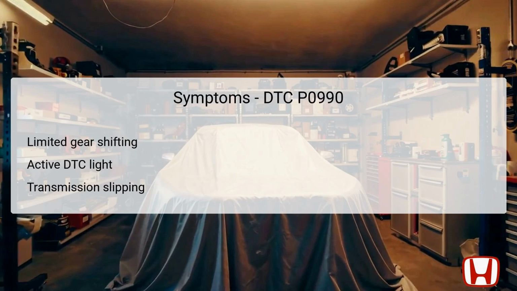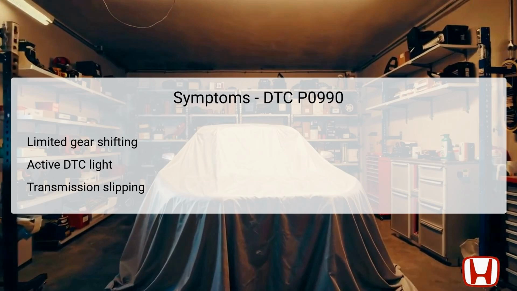The symptoms associated with DTC P0990 can significantly impact the drivability of the vehicle. One of the primary symptoms is a limitation in gear shifting, as the transmission may refuse to shift into gears other than 3rd or 6th. This is due to the fail-safe function deployed by the vehicle's system when it detects a fault.